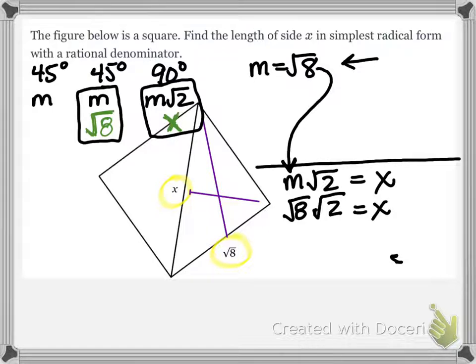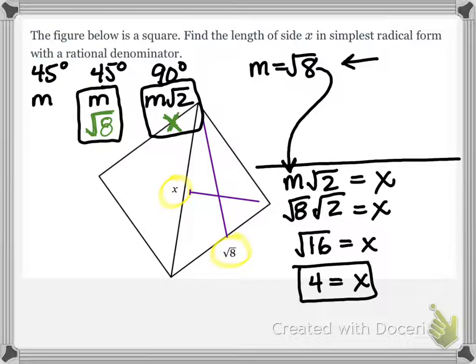Now, since square root of 8 and square root of 2 both have a radical about them, I can multiply those 2, but I still need to remember that the radical needs to go over them because they both have radicals, so their answer has to have a radical. But the good news is that square root of 16 actually can be simplified because the square root of 16 is just a 4. So my final answer I would type out is x equals 4. The length of this side here is actually a 4.